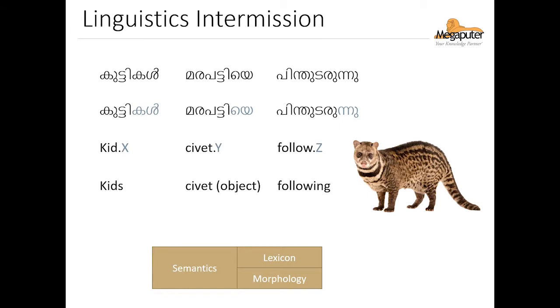So the last thing we need to understand for this sentence is the word order, or syntax, which is essentially how the words are put together in a sentence and how that signifies their relationship with each other. Now, in Malayalam, sentences follow a subject-object-verb pattern. So in our example, kids is the subject, civet is the object, and following is the verb. In English, we follow a subject-verb-object pattern, so we'd say the kids are following the civet.